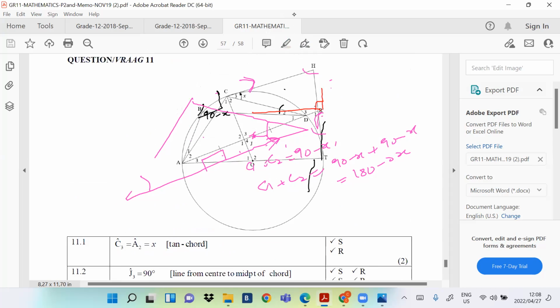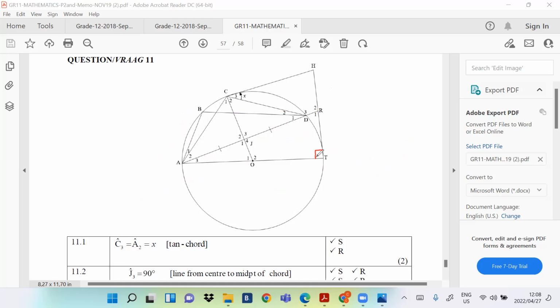Let's clear here. Okay, so this is 90, right? This is 90. Can you see? You see those, what are those? Opposite angles of a cyclic quad. T is 90 degrees because a tangent is perpendicular to the radius, right? But also we know that J4 is 90. This was proven, right?